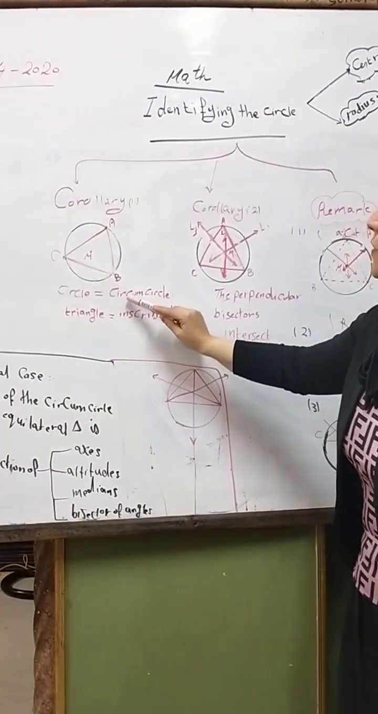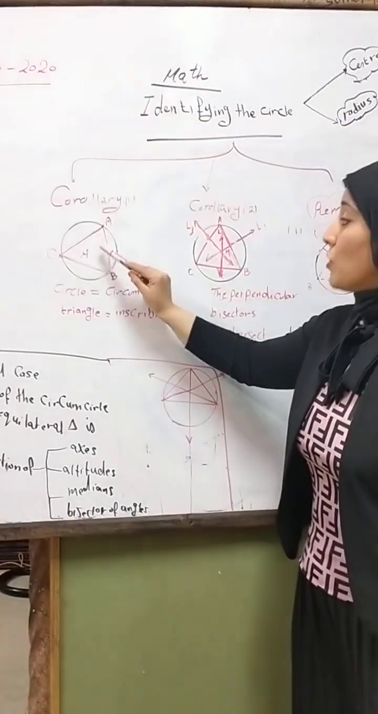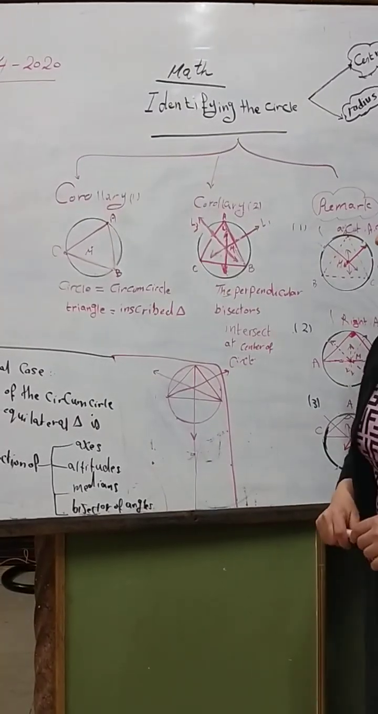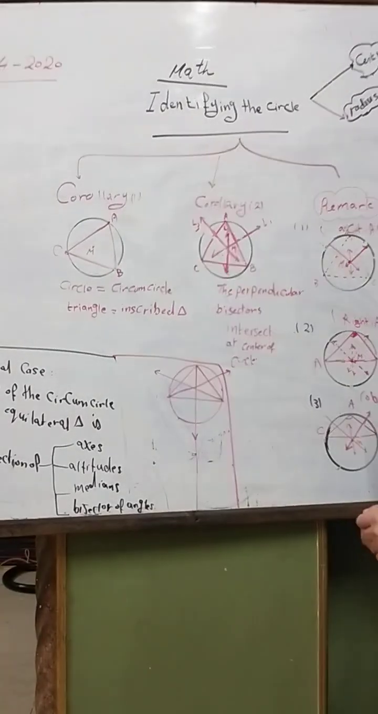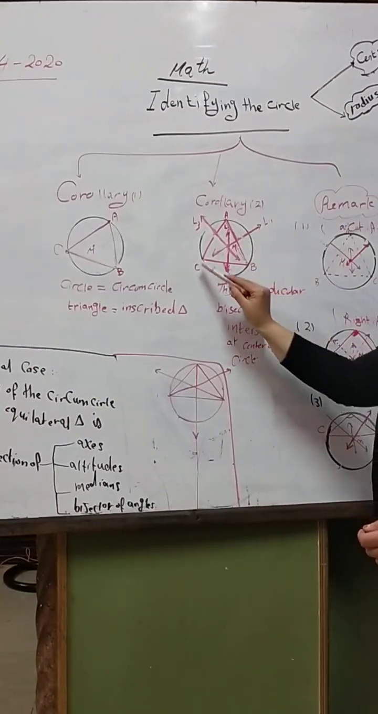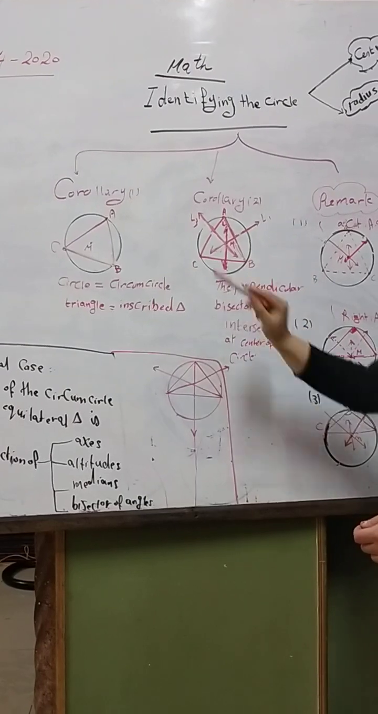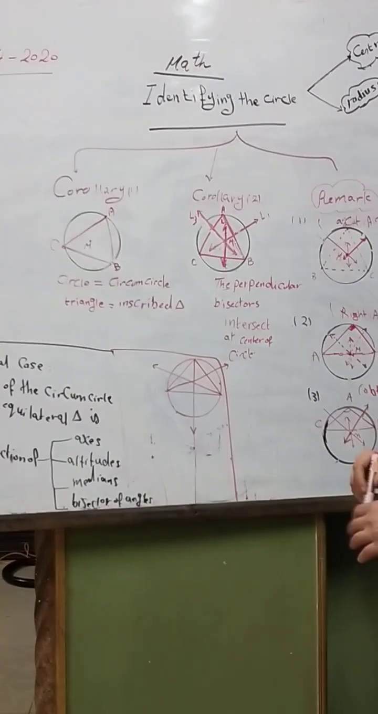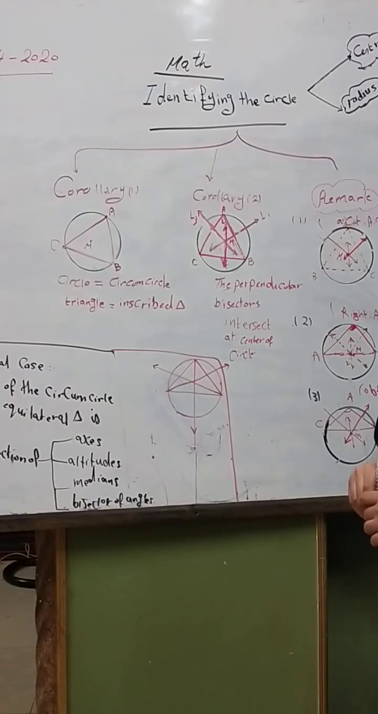So we can draw a circle passing through the vertices of the triangle, and this circle will be called a circumcircle, and the triangle is called an inscribed triangle. Let's look at the second corollary here. If we also have a circle passing through three vertices of triangle ABC, the perpendicular bisectors intersect at the center of the circle.